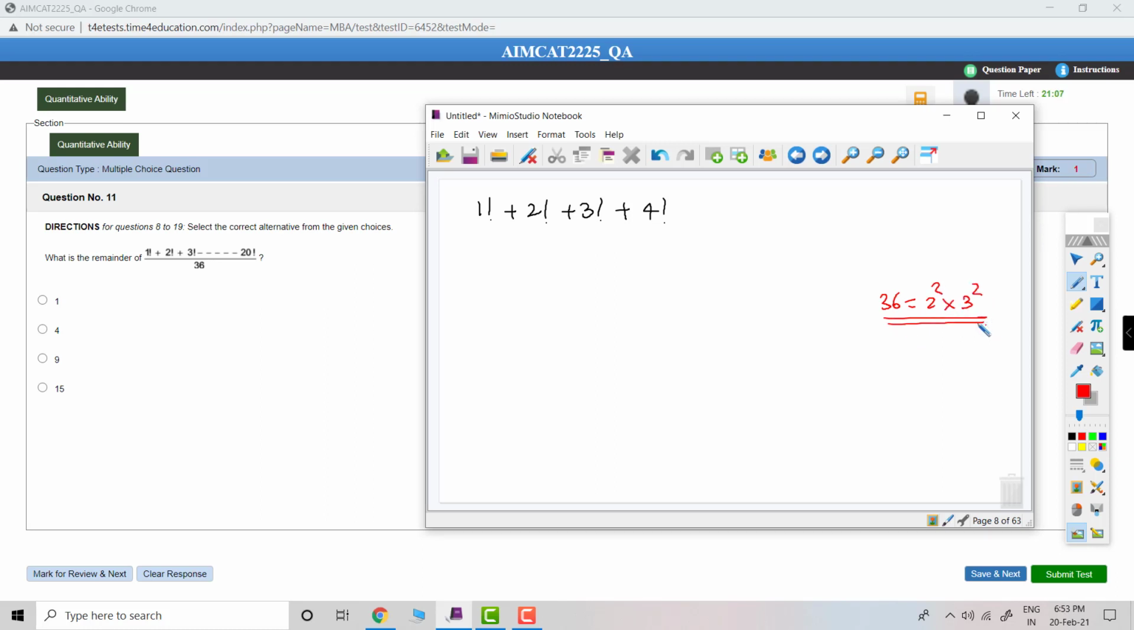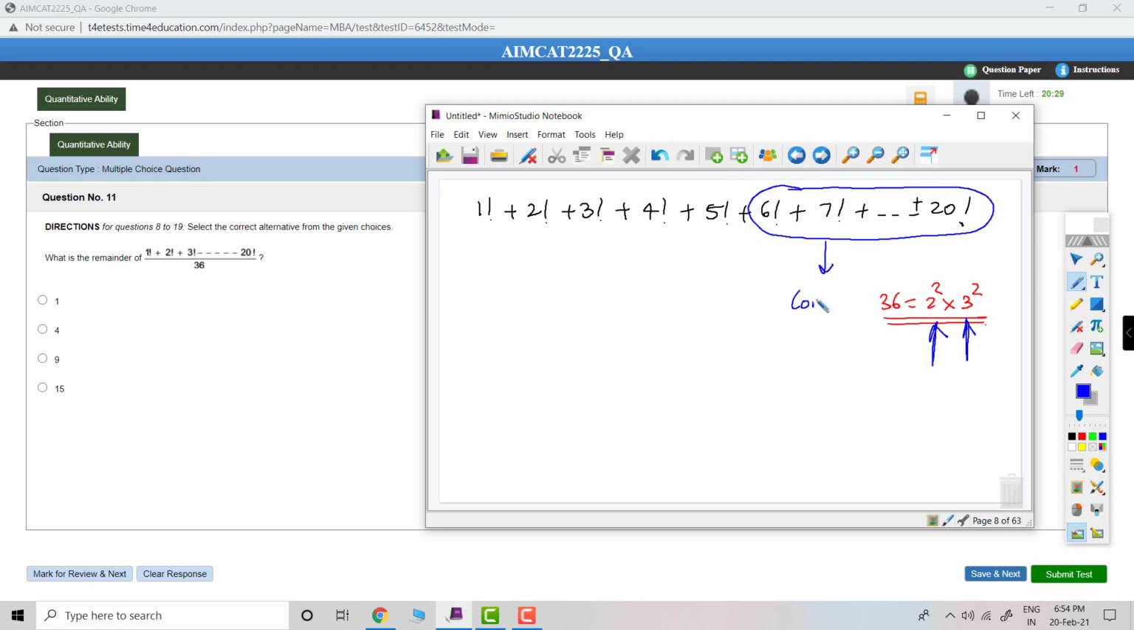Now look here, the smallest factorial which is having two number of 3's and two number of 2's, okay, is which one? Look here, two number of 3's means we need to go till 6 factorial, plus 7 factorial till 20 factorial. Can I say that, be careful here, each and every factorial from 6 factorial to 20 factorial is having at least two number of 3's and at least two number of 2's. Okay, so I can say that each and every factorial from 6 factorial to 20 factorial is completely divisible by 36.